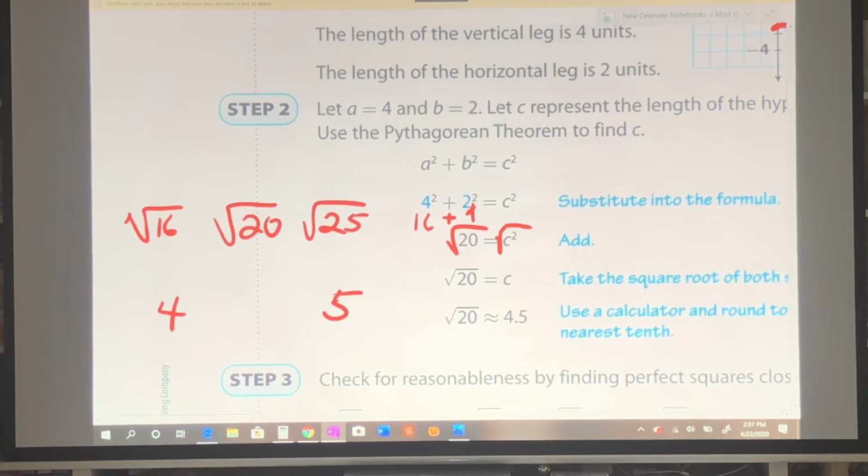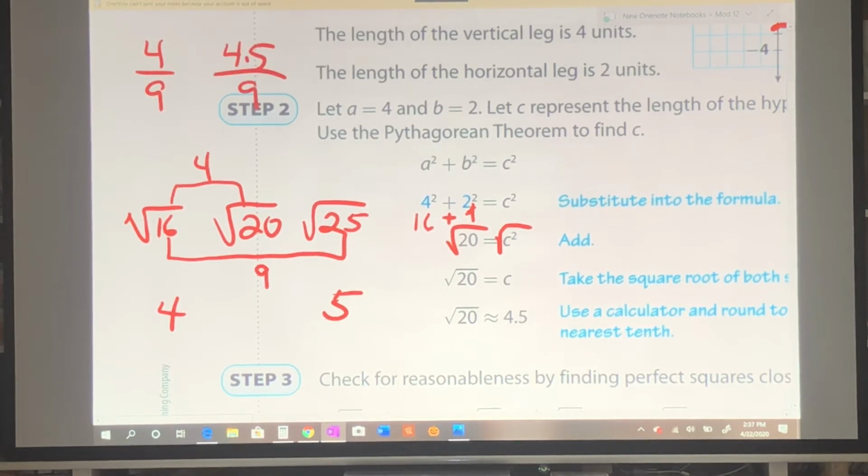Not to confuse you, but from 16 to 25 is a length of 9. From 16 all the way to 25, it's plus 9. From 16 to 20, it's plus 4. So it's 4/9 of the way there. Isn't half of 9 4.5? 4.5 would be half of 9. So it's close to halfway there.